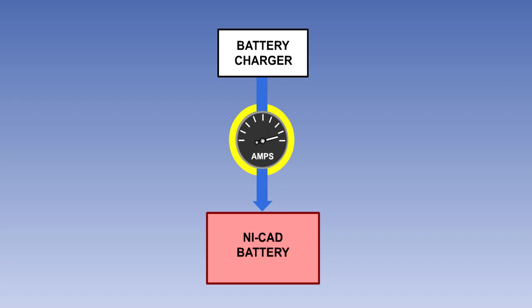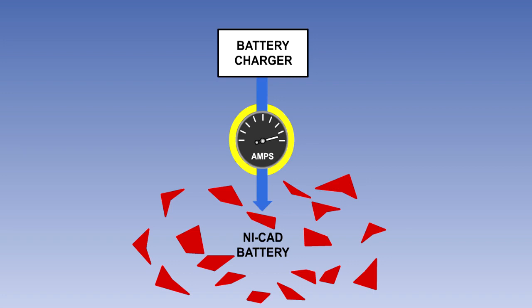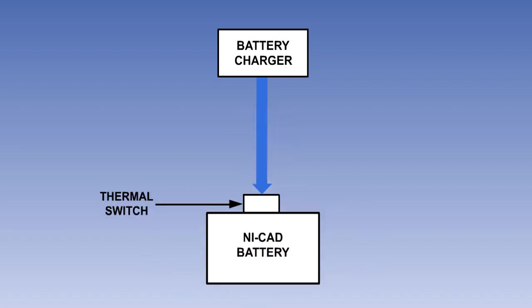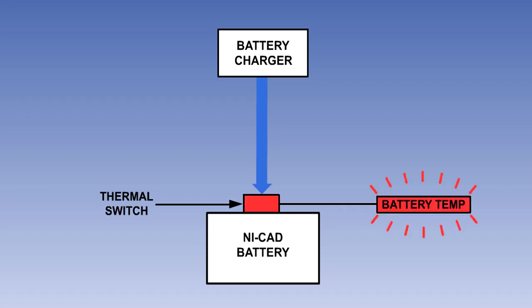This condition is known as a thermal runaway and can cause so much heat that the battery may explode. For this reason, the charging of a NiCad battery must be closely monitored. A built-in thermal switch monitors the battery temperature and operates at a preset temperature, isolating the battery from the charging source until the temperature reduces back to an acceptable level. There may be an indicator light on the flight deck to alert the pilot when the temperature switch operates.